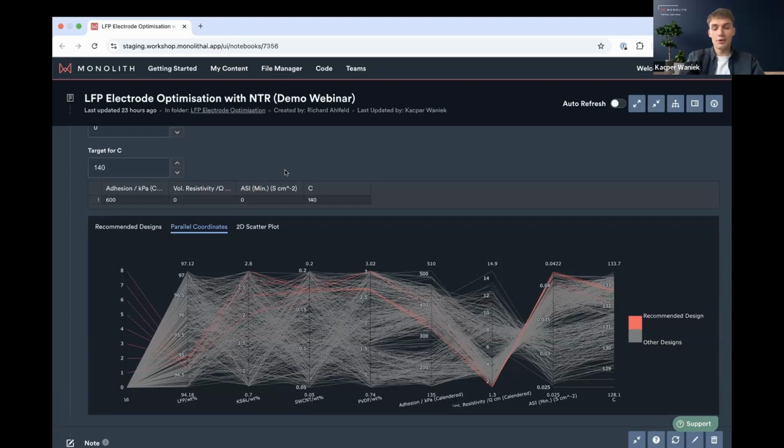Of course, going back to the original problem, these objectives often pull in different directions, which makes manual optimization extremely difficult. But with Monolith, we can explore thousands of possible combinations and quickly identify the optimal trade-offs, all without running a single additional test.